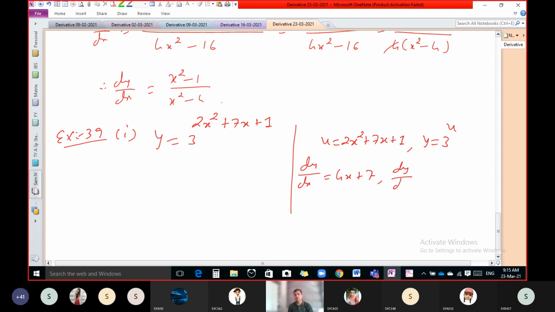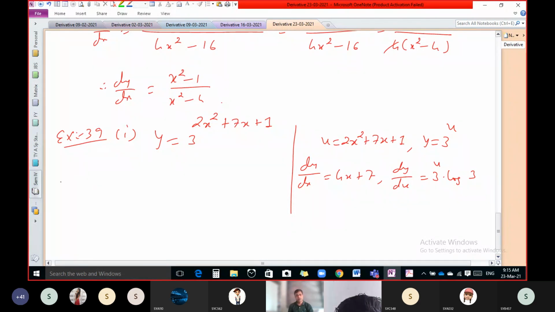Now derivative of y with respect to u. Tell me the derivative of 3 raised to u. Any of you have any idea? 3 raised to u, yes. 3 raised to u log 3. Correct. And if you want to write base, then it should be e or it is default e. So if you do not write, it's okay.